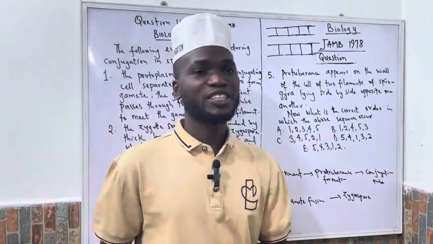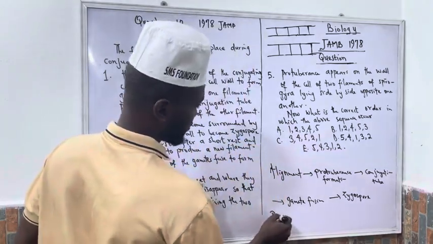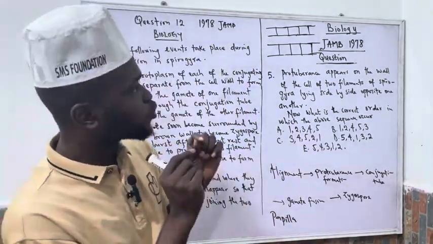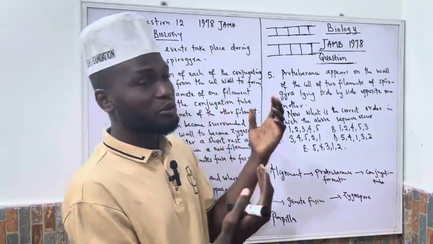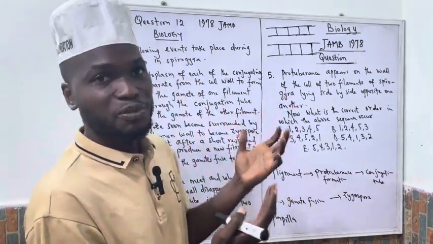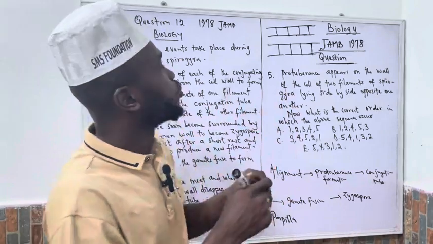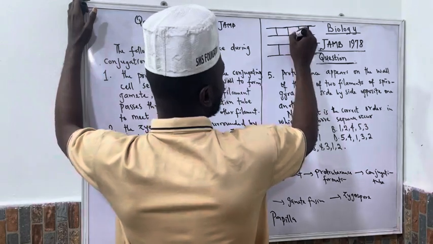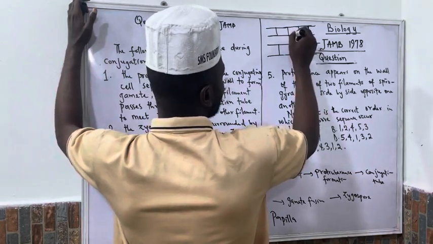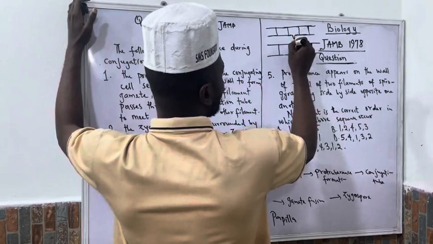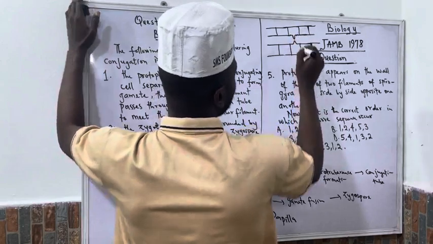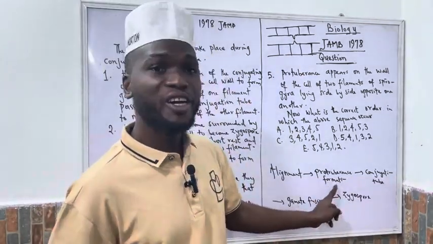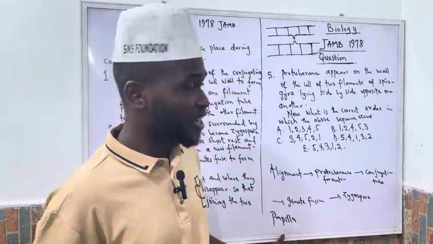Protuberance is also known as papilla. Papilla means an outgrowth coming from each Spirogyra cell. They will grow towards each other. There will be an outgrowth coming from this, and another outgrowth coming from this. This outgrowth is known as protuberance, or you call it papilla.